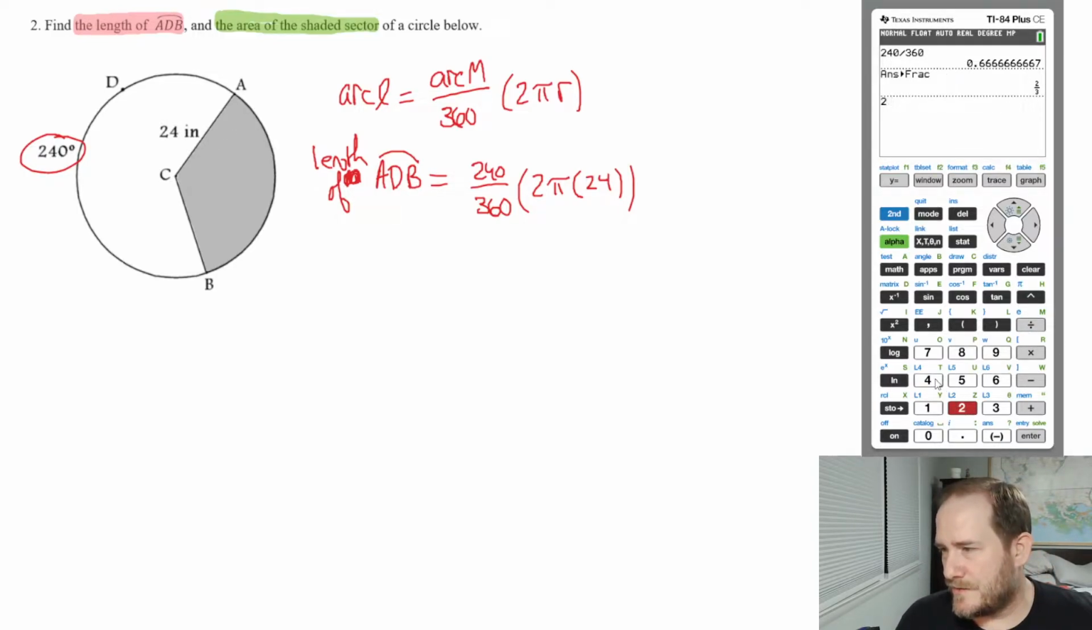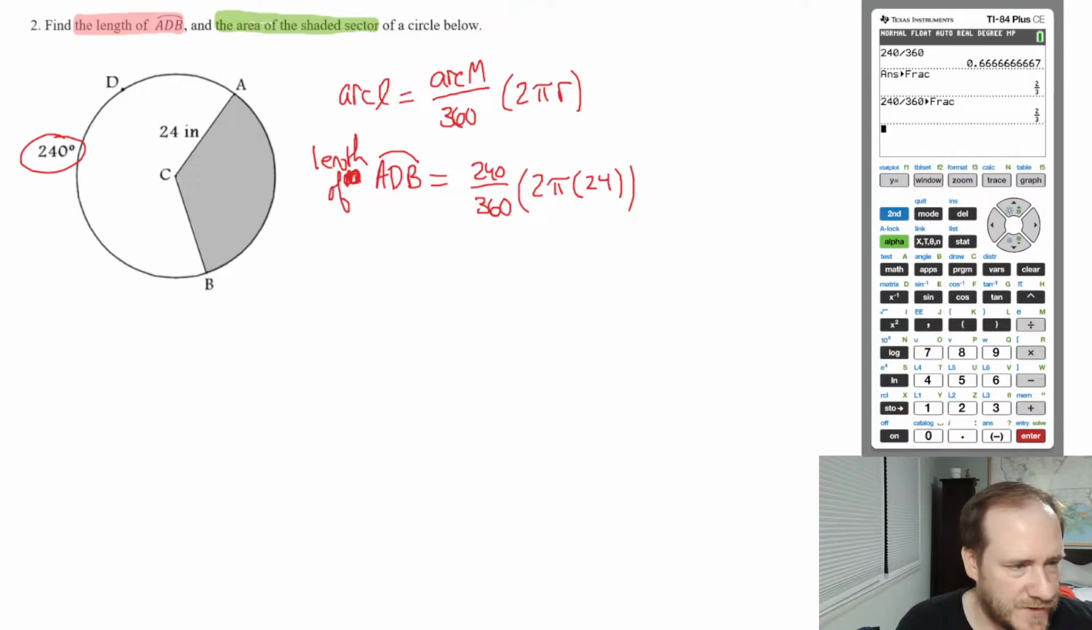Someone did point out to me earlier that you don't have to hit enter. Maybe it's a little faster to just enter the fraction and then go math frac right away. And it just goes right to the answer. It never shows you the decimal, it just goes right to the answer. That's fine, whatever, I don't care. Anyway, this fraction should reduce down to 2/3, so hopefully some of y'all will find that helpful.